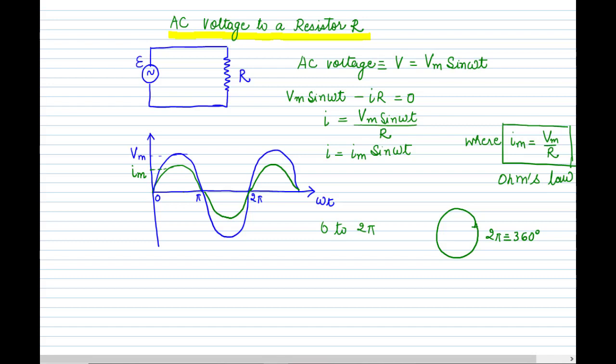Now come to the green graph. This is for current. So if you take from 0 to pi, that is the positive value of current, and from pi to 2 pi, similarly the negative value of current. So the sum of current from 0 to 2 pi will be 0. So we can say that the sum of instantaneous current values over one complete cycle is 0, and similarly the average current is also 0. Right?